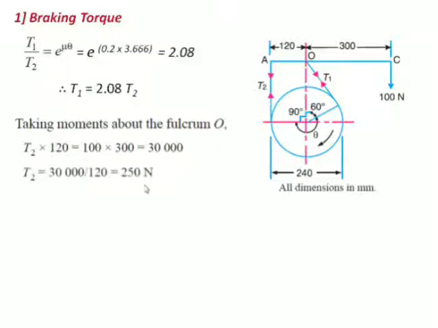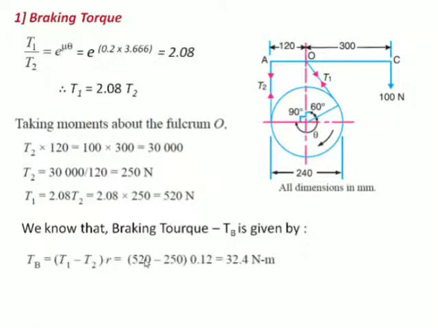And by using this relation for T1 and T2, we can find T1. It comes to be 2.08 times T2, that is 520 newtons. Now the braking torque is (T1 minus T2) multiplied by R. It is 520 minus 250 multiplied by 0.12. Here we have taken the radius in meters, therefore the torque is 32.4 Newton meters. Now let us go for the calculation of the number of turns before the wheel comes to rest.